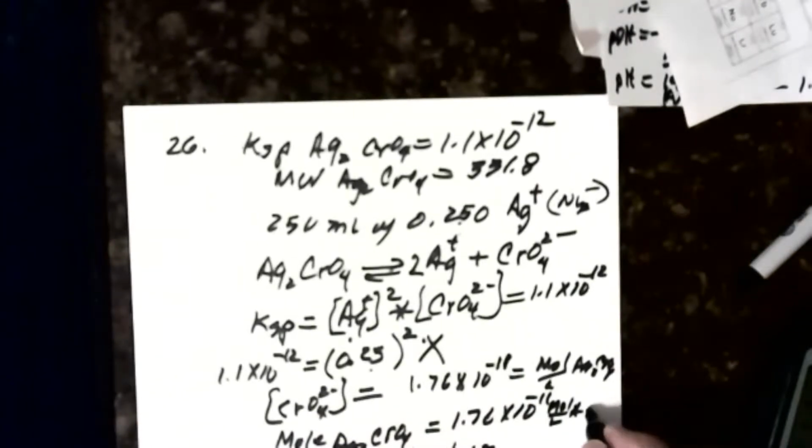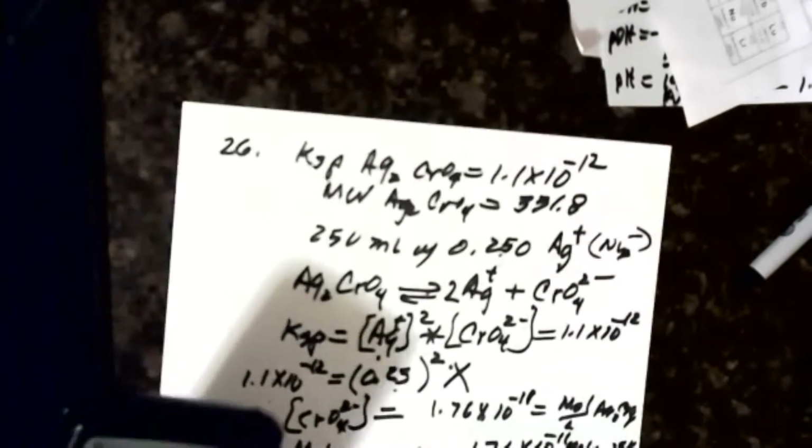And what volume do we have? We have a volume of 250 milliliters, so it's 0.25 liters. Liters cancel. So if I take this number and multiply it by 0.25, the number of moles of the Ag2CrO4 dissolved in the solution is going to be 4.4 times 10 negative 12 moles.